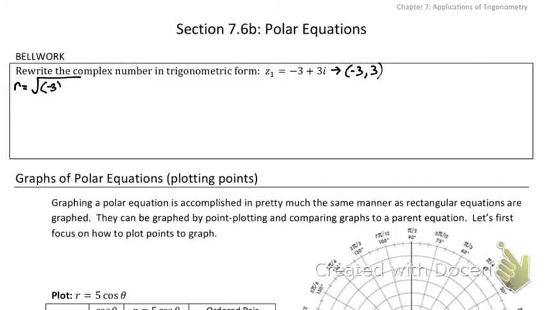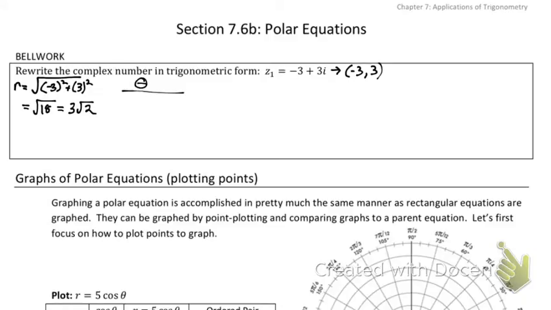So it's going to be -3 squared plus 3 squared, and that's going to equal 9 plus 9, which is the square root of 18. 9 goes into 18 twice, so it's actually going to be 3 square root of 2 for my r. Let's go ahead and find our theta.